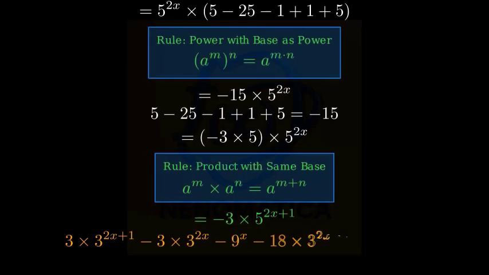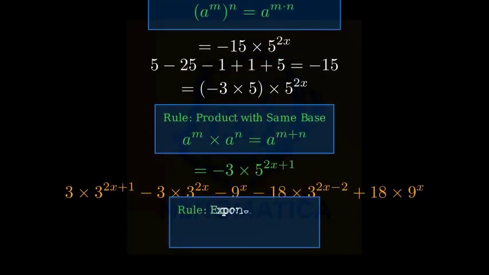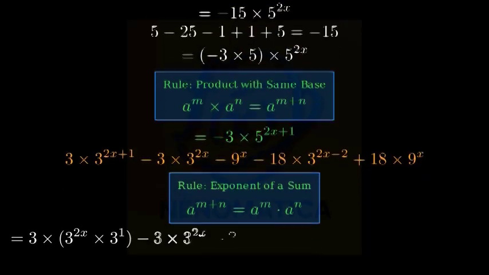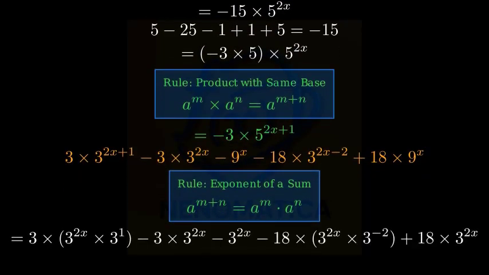Now, let's solve another example. We need to simplify the following expression. Let's start with the first term. 3 times 3 to the power of 2x plus 1. We can rewrite this as 3 times 3 to the power of 2x times 3 to the power of 1.